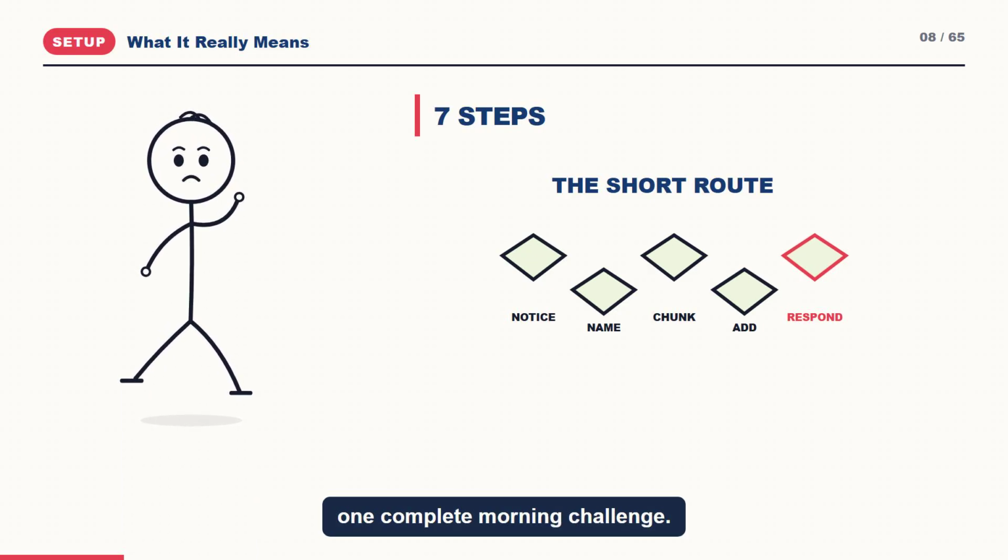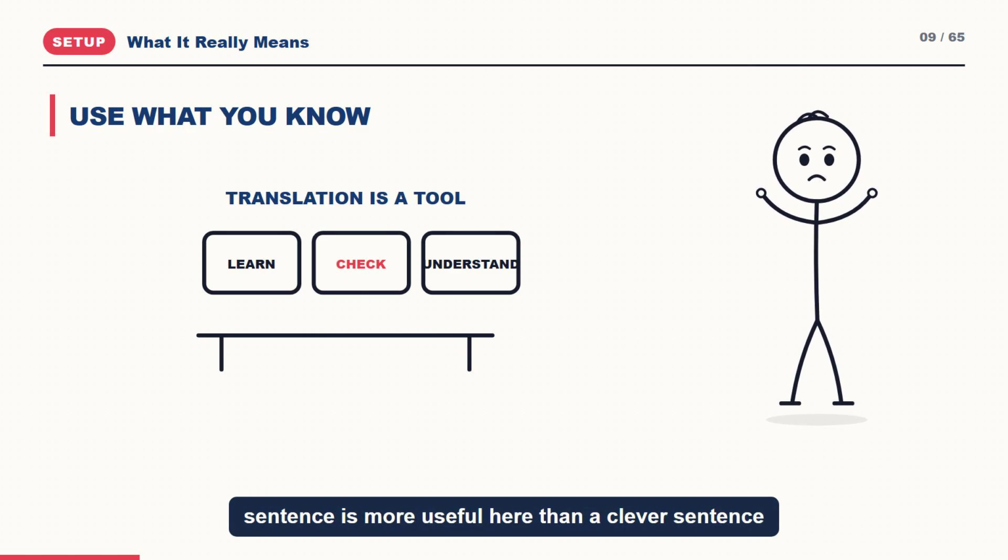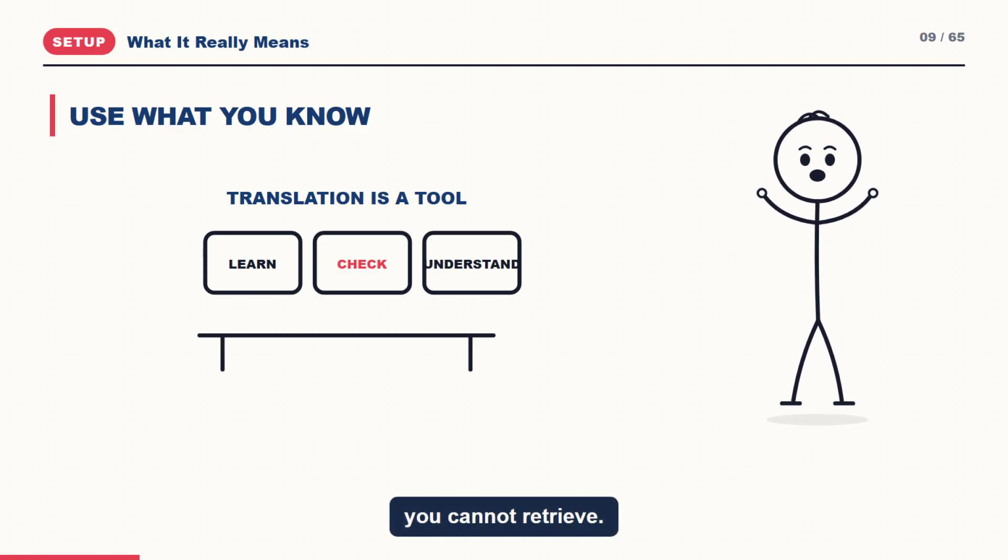One more rule: use English you already know. This lesson is not a vocabulary test. A short, familiar sentence is more useful here than a clever sentence you cannot retrieve.